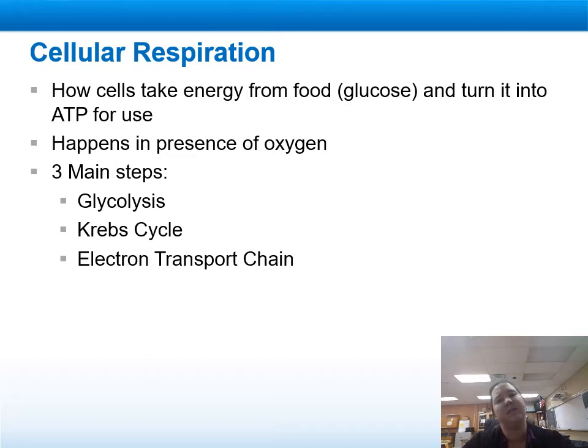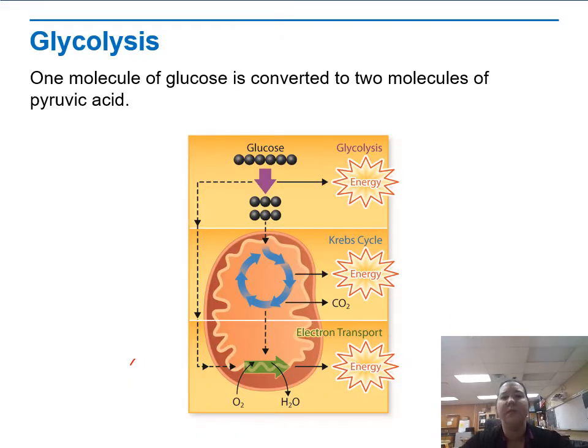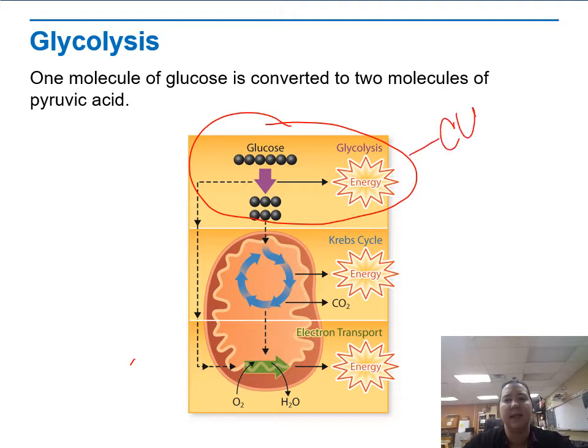It happens in the presence of oxygen, and there are three main steps that we're going to talk about: glycolysis, the Krebs cycle, and the electron transport chain. The first step is glycolysis. Glycolysis happens in the cytoplasm, and this is where we break glucose apart into two molecules of pyruvic acid. Those two molecules of pyruvic acid are going to be really important for the next step, the Krebs cycle.